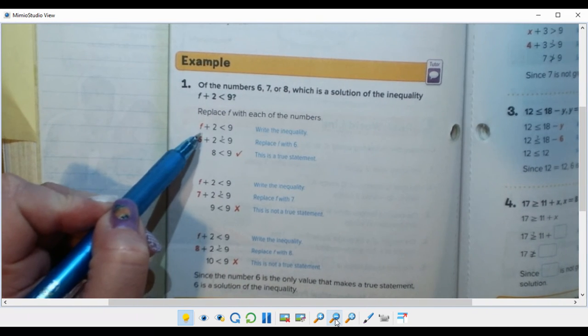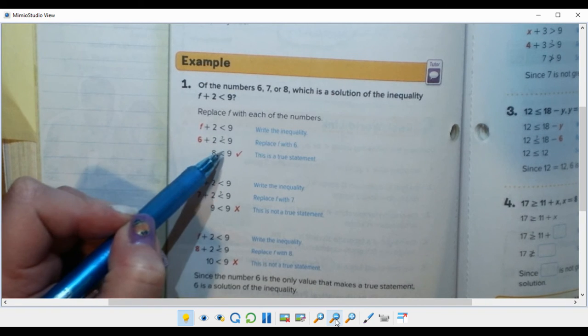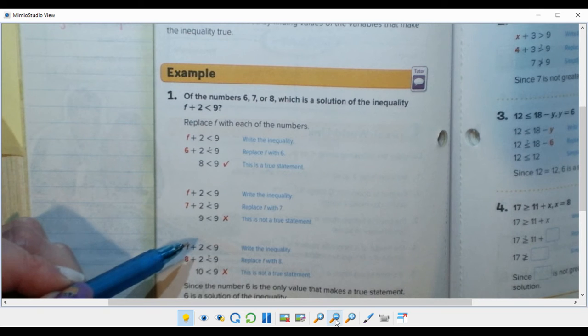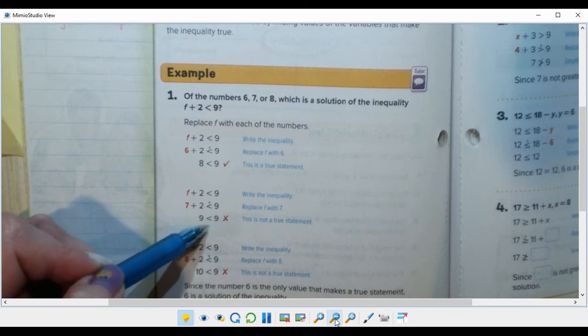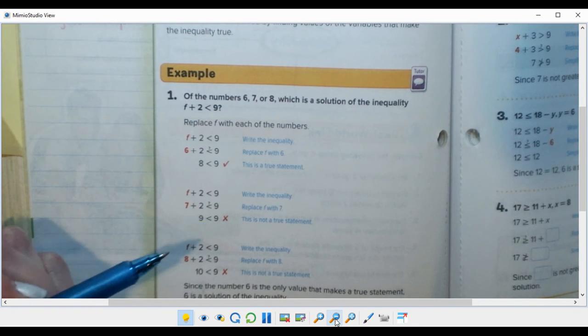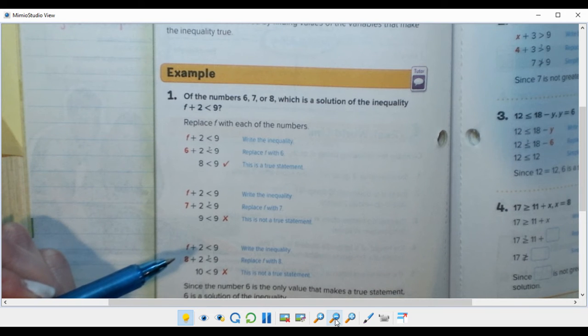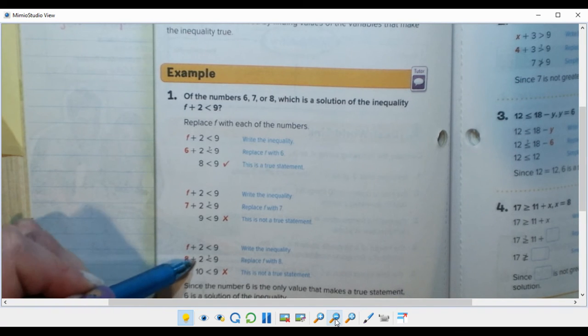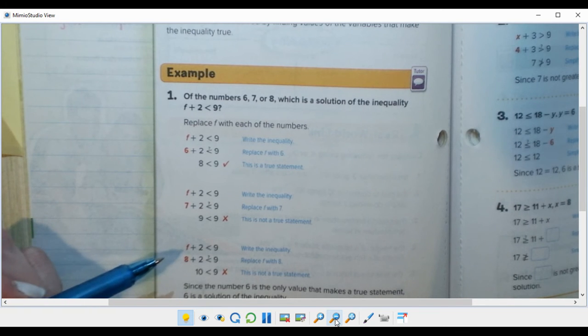We put 6 in. Is 6 plus 2 less than 9? Yes, it is. Is 7 plus 2 less than 9? No. Just because they're the same, this symbol does not allow for them to be equal. The number has to be less than 9. So 7 is not a possible solution. And then is 8 plus 2 less than 9? 10 is not less than 9. So no, this number that I put in does not work.